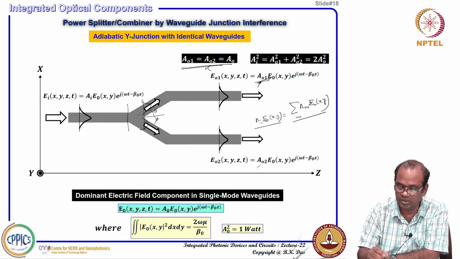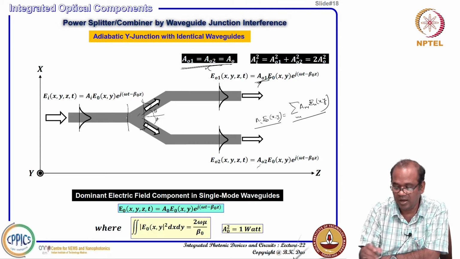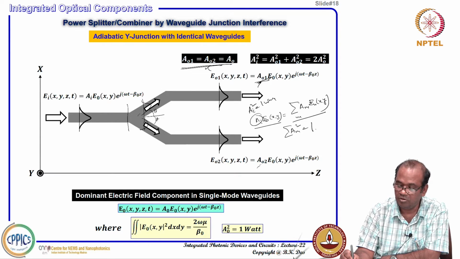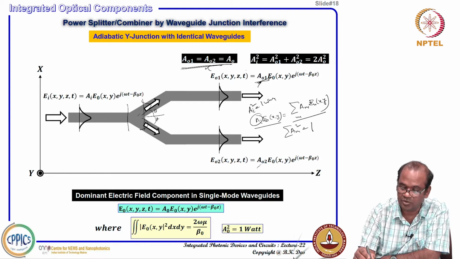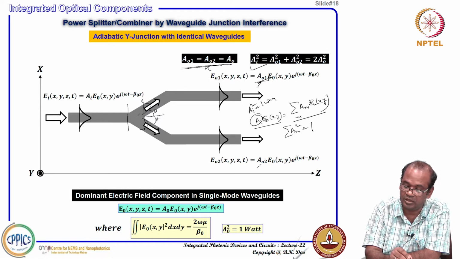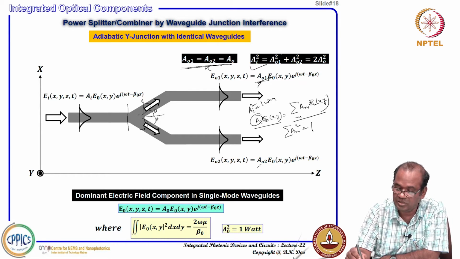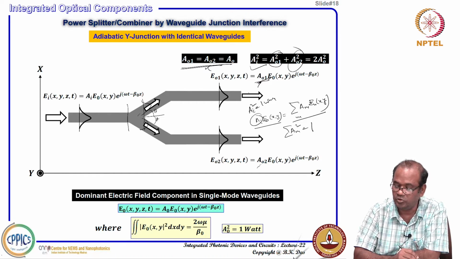So, superposition of these two modes should give you the input field distribution, and in that case we know that this A_I square should be equal to 1 watt. If A_I square equals 1 watt, then all this together will give you 1 watt. That is why we have written A_I square: that is the power associated with the input mode, this is the power associated with output 1, and this is the power associated with output 2.